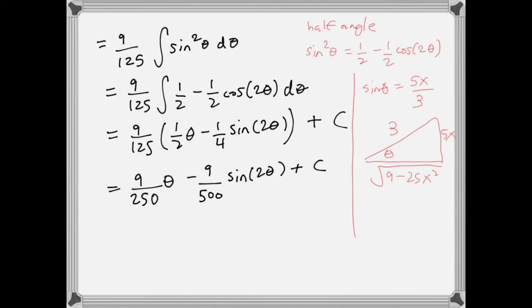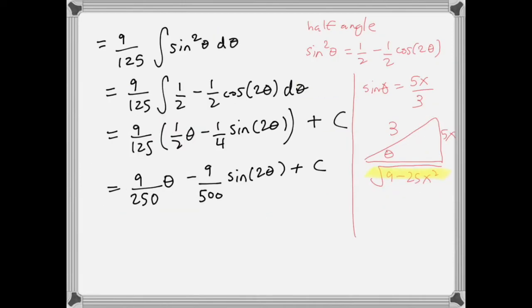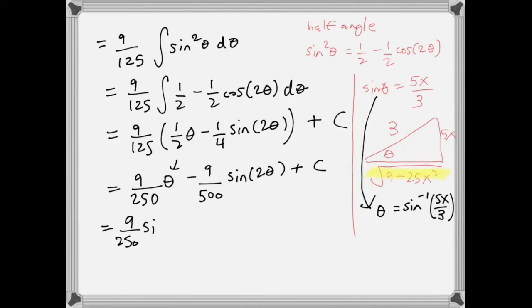Which should match, by the way. Does this guy match what we started with? Yes, it does. Okay, so what would theta equal? We haven't seen this yet in an example, right? But we have a theta right here. So what would theta equal? Well, if sine theta is 5x over 3, then that means that theta is the arcsine of 5x over 3. So you use an inverse trig function when you're left with theta at the end. So we're going to do that, 5x over 3.